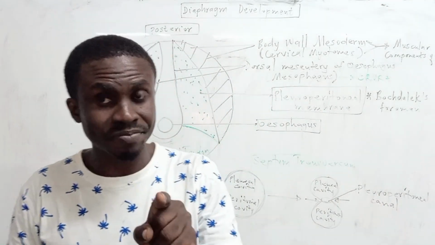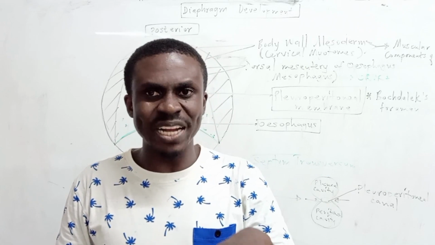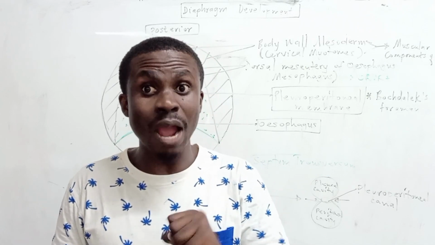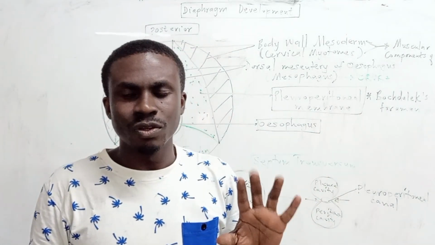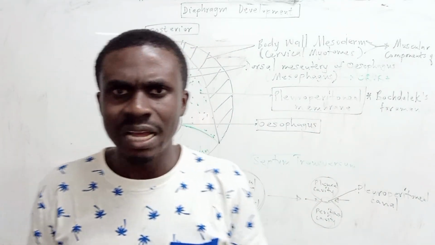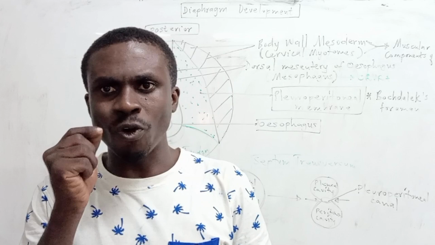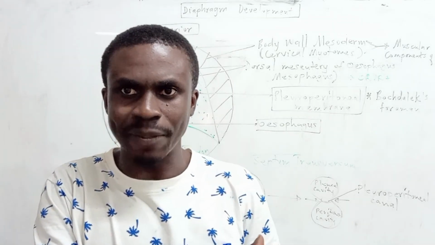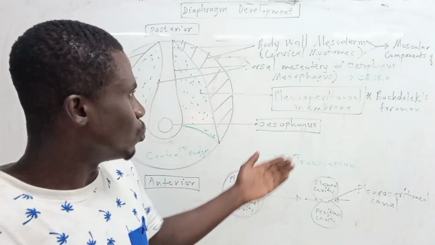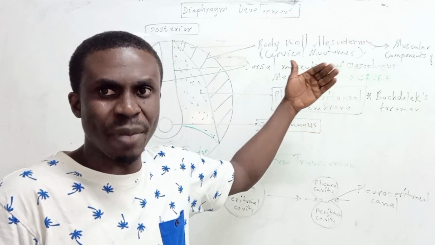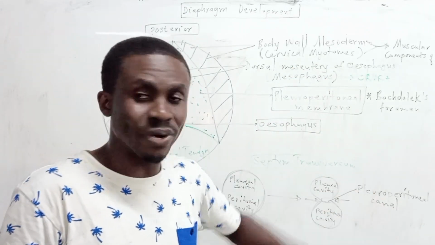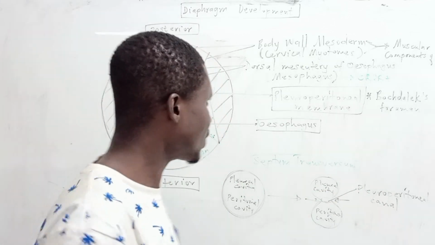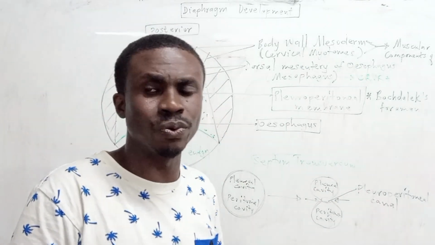For this reason, this congenital diaphragmatic hernia also has an eponym, Bochdalek hernia. So if you hear of Bochdalek hernia, my friends, we are talking about congenital diaphragmatic hernia, mainly due to non-formation of the pleuroperitoneal membrane or persistence of the pleuroperitoneal canal. Yes. That is one thing I want you to know.